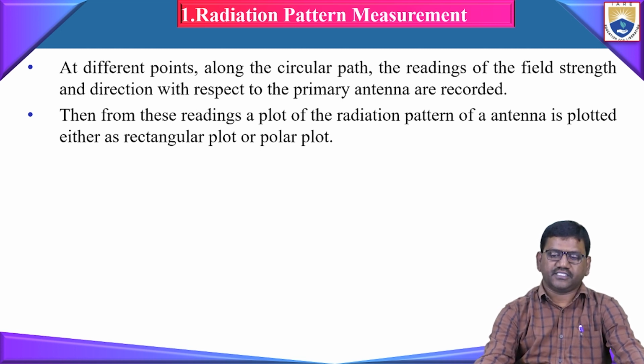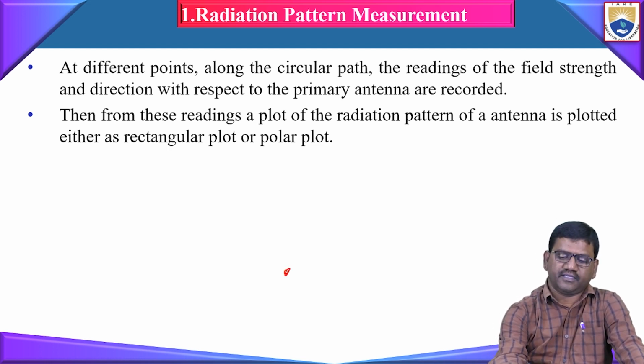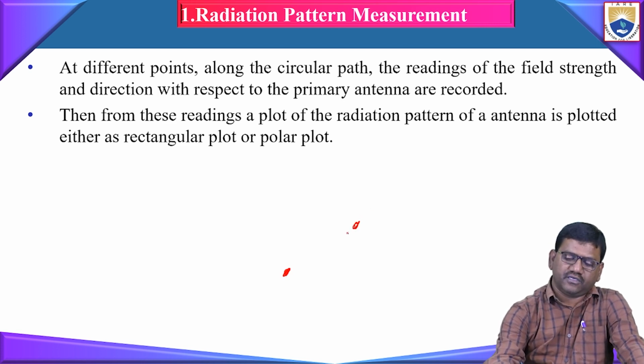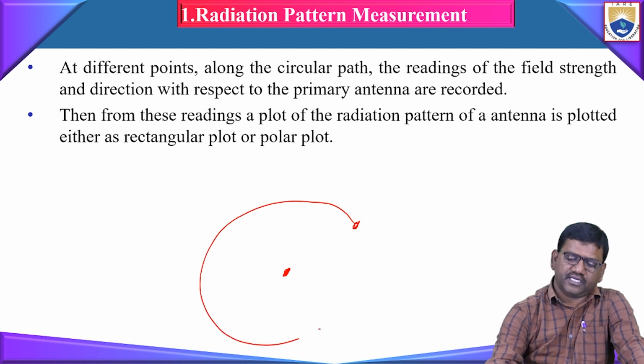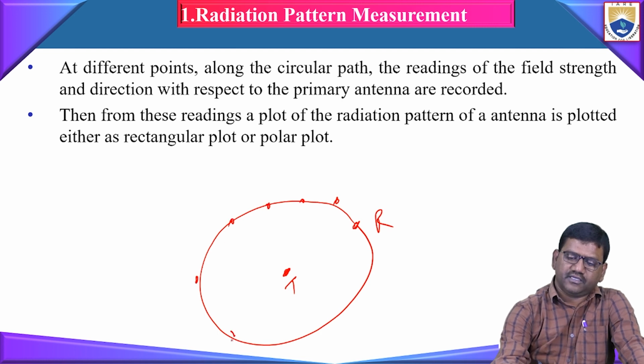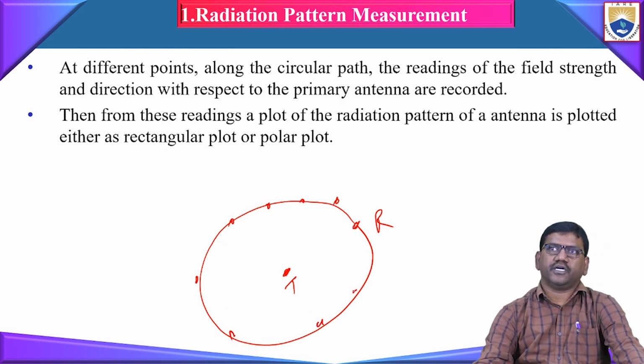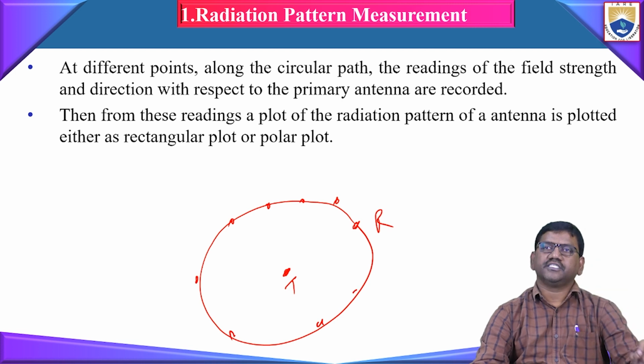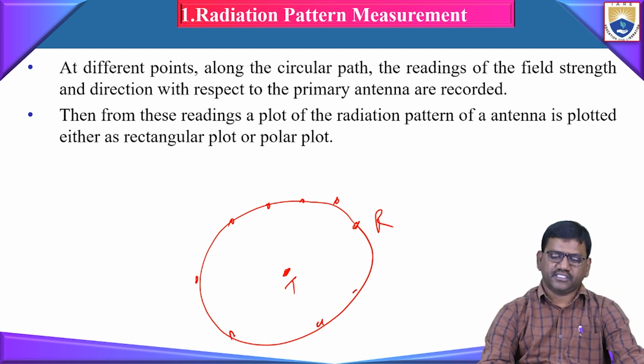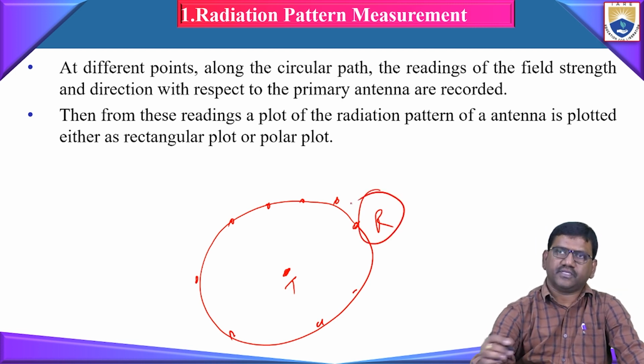Then from these readings, a plot of the radiation pattern of the antenna is drawn, either as a rectangular plot or a polar plot. Whenever we measure an antenna, we need to take another antenna and move it in different directions around the antenna. If this is the transmitting antenna and that is the receiving antenna, we need to find the electric field strength at different points, and join all those points. The plot obtained is known as the radiation pattern of the antenna from the receiving antenna.